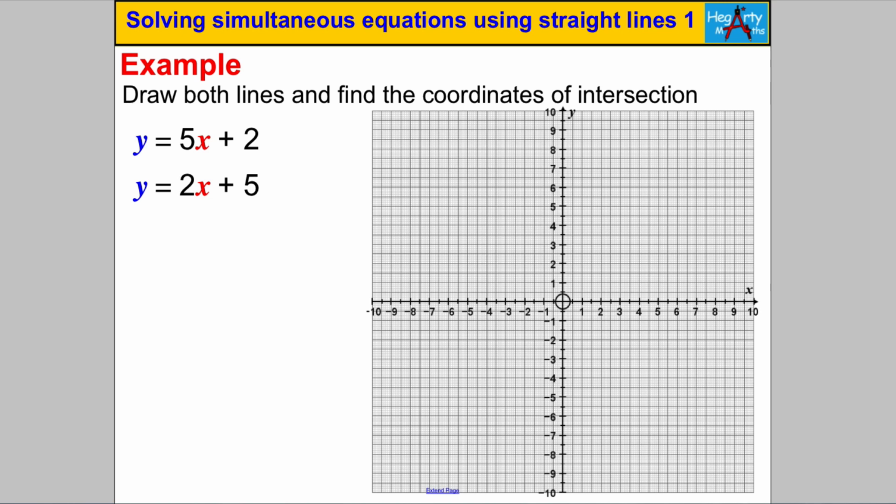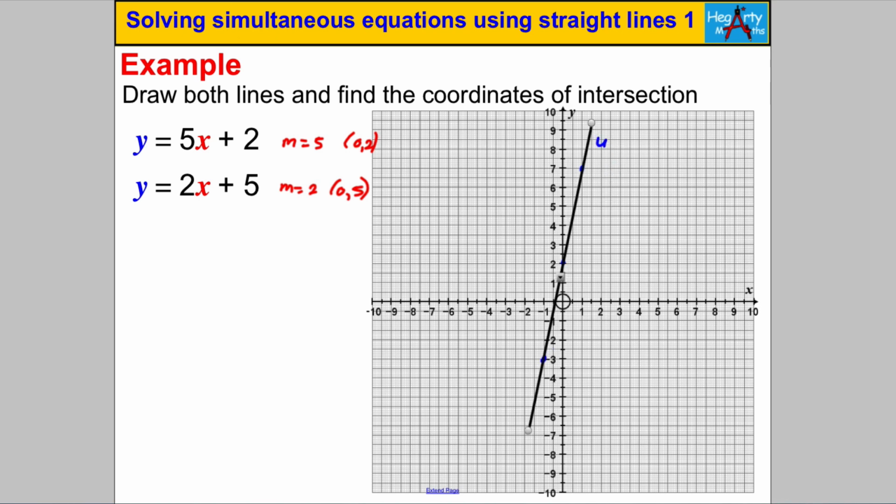So pause the video and try and draw those two graphs. This has a gradient of 5 and a y-intercept of 0, 2. This has a gradient of 2 and a y-intercept of 0, 5. Let's plot them. So starting with this one, start at 0, 2. As I go across 1, I go up 5. And so if I go back 1, I go down 5.